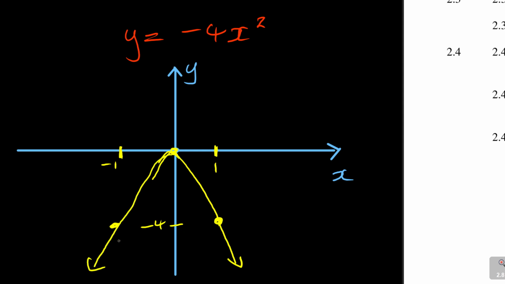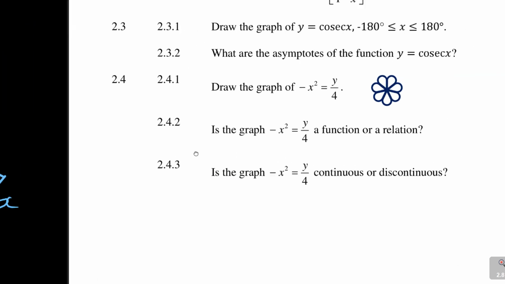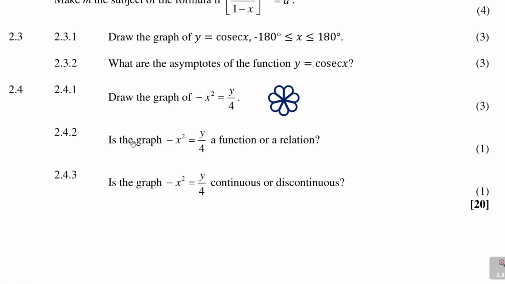Okay, you see, there is the graph there. Y is equal to minus 4x squared. Alright. So there is the graph. And then what's the other question they want to bring here? They are saying, is the graph a function or relation?